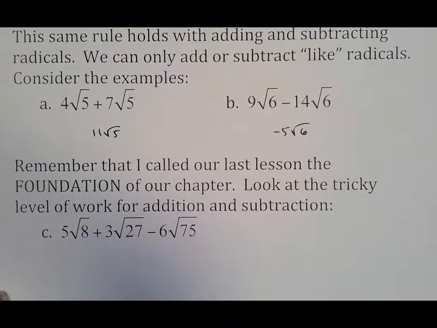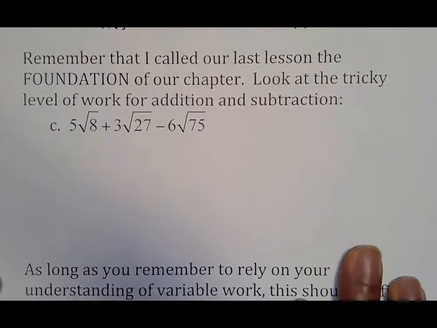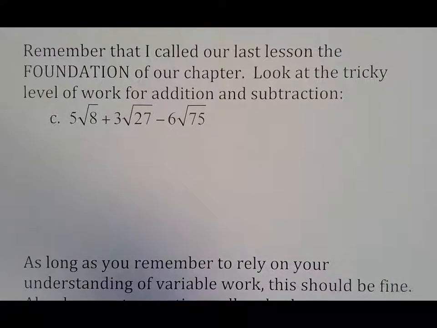Remember that I called our last lesson the foundation of our chapter. Let's look at the tricky level of work for addition and subtraction. So here we are, 5 root 8 plus 3 root 27 minus 6 root 75. And again, you should be trying to work these out without a calculator, but just remember that they would not give you this question if you couldn't do anything with it.